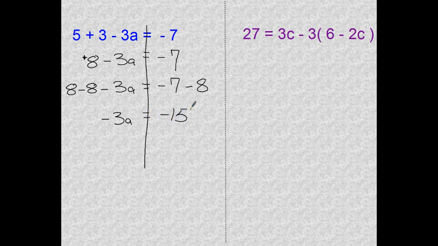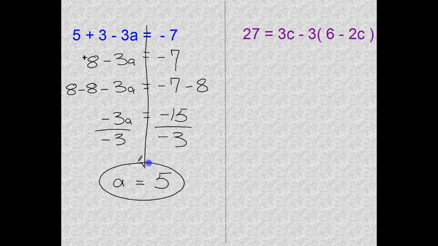Last step, we have a coefficient of -3 touching the variable, so we do the opposite of multiplying, we divide. So A is equal to +5. And go back with that 5 into the original problem, substitute it in wherever you see an A. Perform the math according to the order of operations and make sure that the left side is equal to the right side, which is -7.